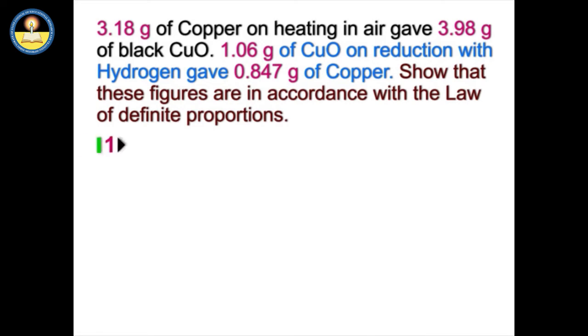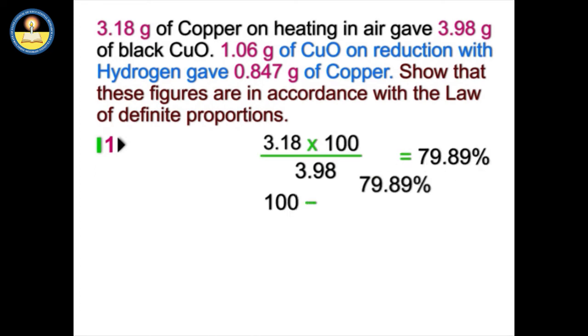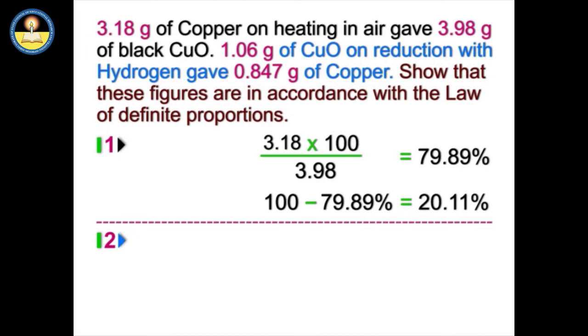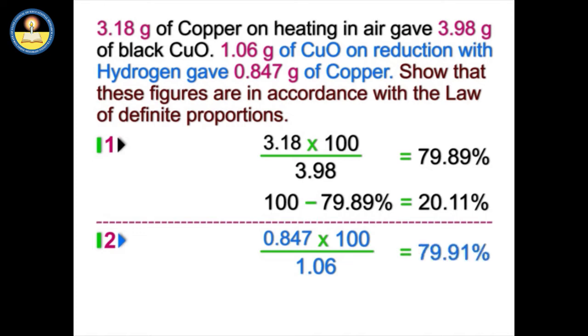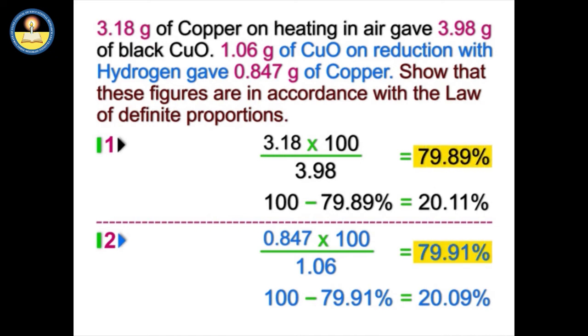In the first experiment, the percentage of copper in its oxide is calculated, and the percentage of oxygen in copper oxide follows from it. In the second experiment, the percentage of copper in its oxide is 79.91, and the percentage of oxygen in the oxide is 100 minus 79.91, which is 20.09%. Since the percentage of copper and oxygen in both the oxides is the same, the law of definite proportions is verified.